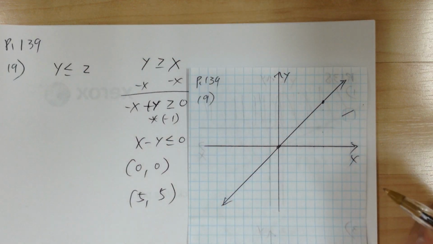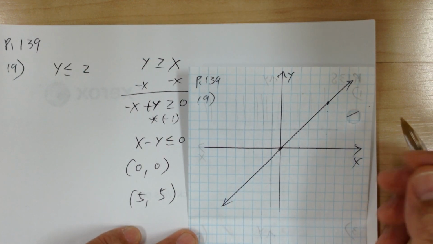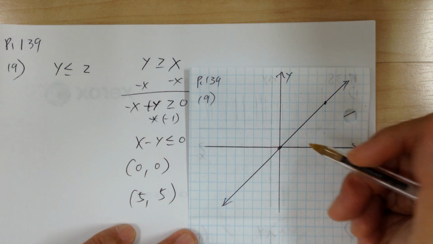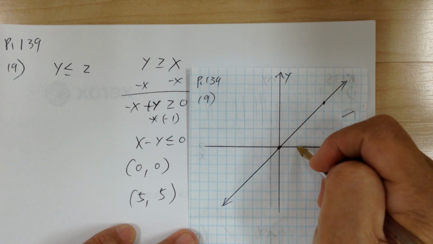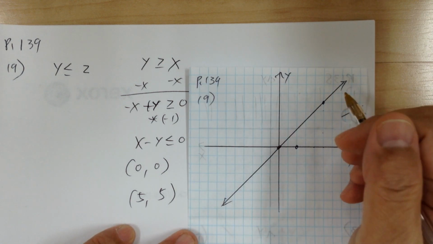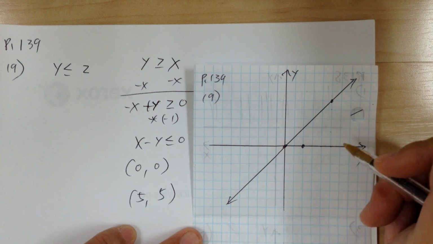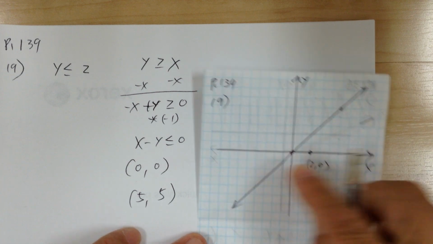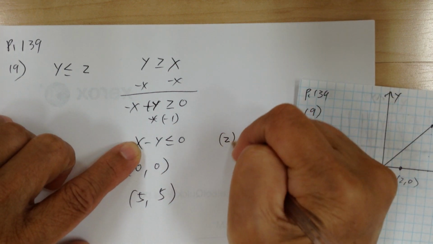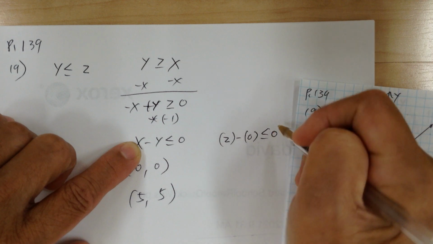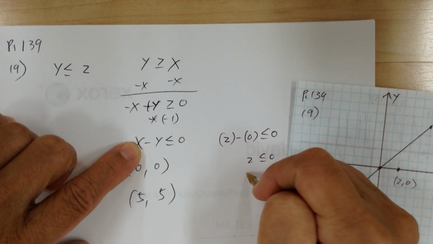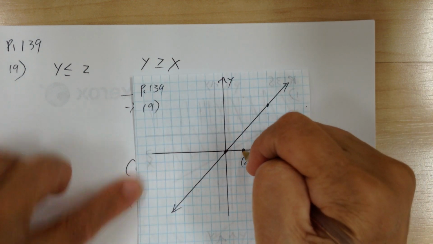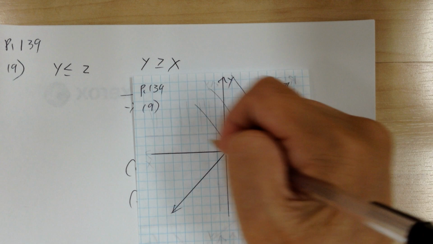Now I'm going to do shading. Again, when you're doing the shading, you have to choose a point that is not on the line. So you cannot choose (0, 0) because (0, 0) is on the line. I can choose any number, so I'm going to choose this one. Choose a nice point. So this is (2, 0). You put this in the equation over here, so you get 2 minus 0 is less than or equal to 0. So you got 2 less than or equal to 0. That is false, so this point is false. That means your shading is this part right over here.